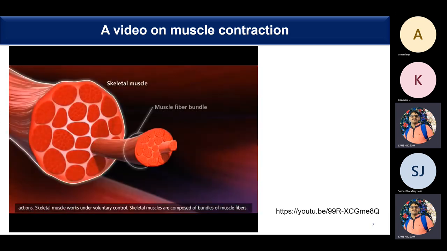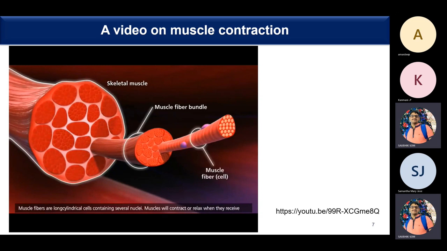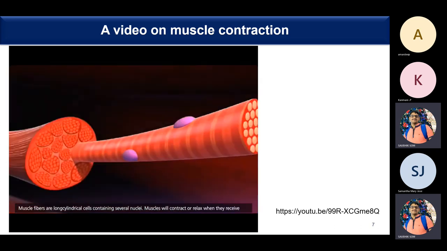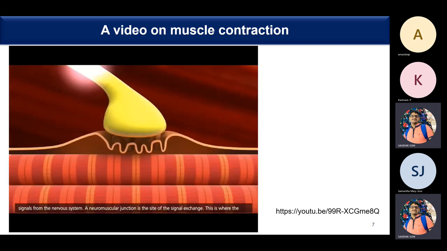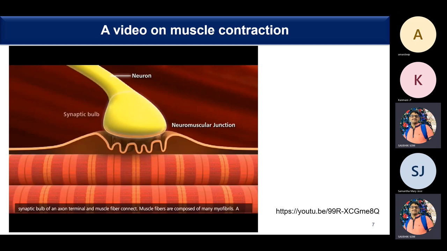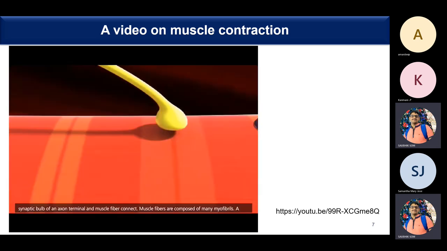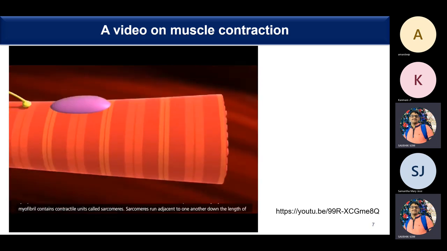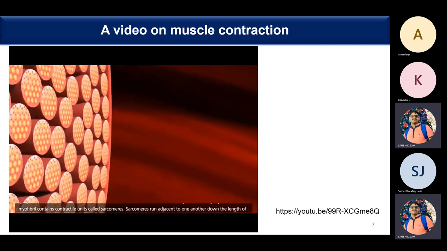Skeletal muscles are composed of bundles of muscle fibers. Muscle fibers are long cylindrical cells containing several nuclei. Muscles will contract or relax when they receive signals from the nervous system. A neuromuscular junction is the site of the signal exchange. This is where the synaptic bulb of an axon terminal and muscle fiber connect. Muscle fibers are composed of many myofibrils.